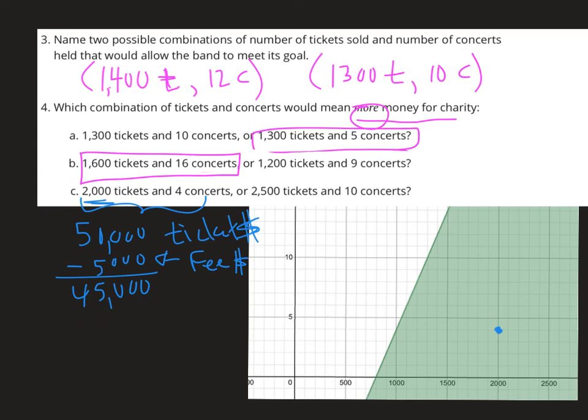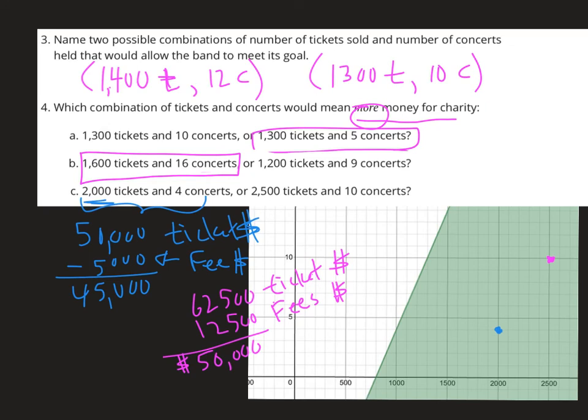All right, let's take a look at the 2,500. The 2,500 tickets and 10 concerts is way deep in the green over here. That 2,500 tickets is going to yield us $62,500 in ticket money, minus $12,500 in fees from having 10 concerts, yields us $50,000. $50,000 is greater than $45,000, so I guess we have ourselves a winner. Circle in the purple.